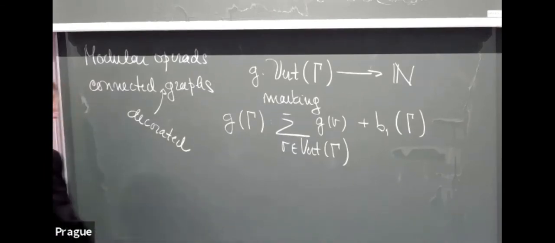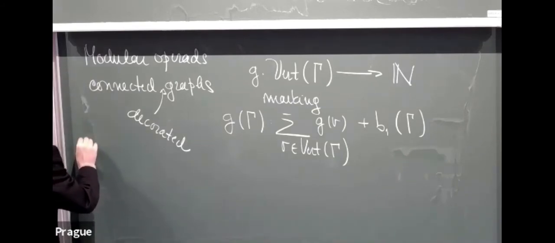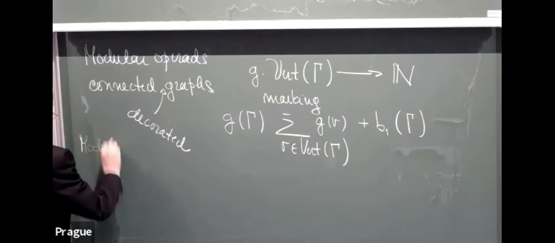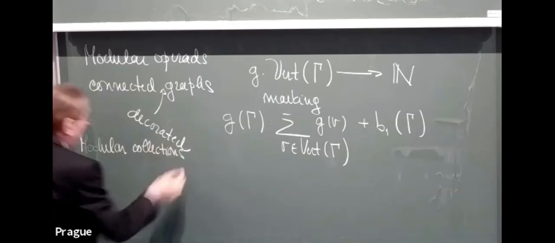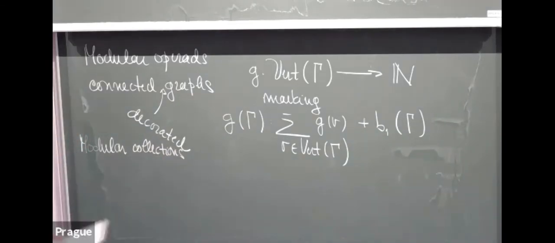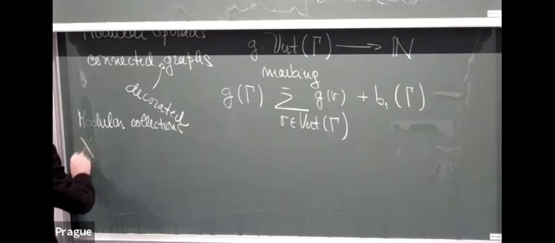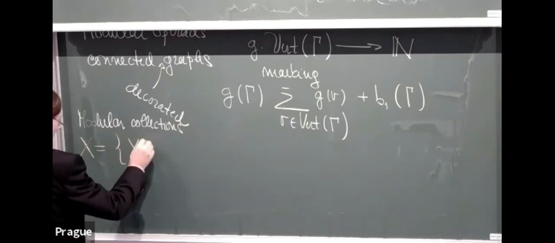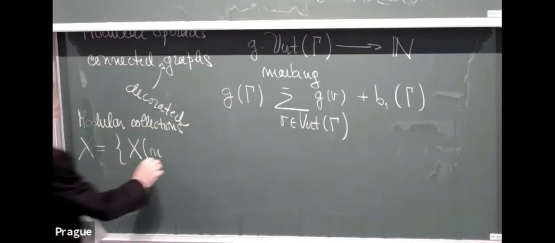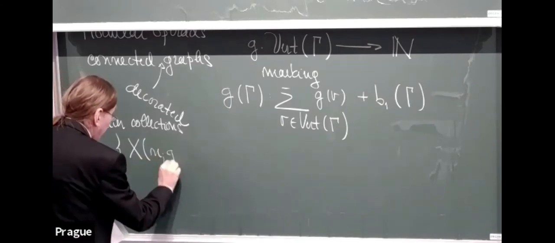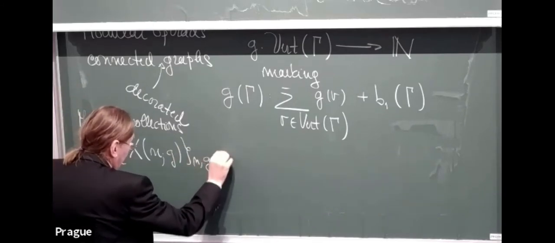And what is the underlying category for modular operads? The underlying category is modular collections. So what is a modular collection? I'll try to list it a little bit. A modular collection is something which is parameterized by a natural number n, as in the case of operads, and also by a genus g. So n and g are natural numbers.